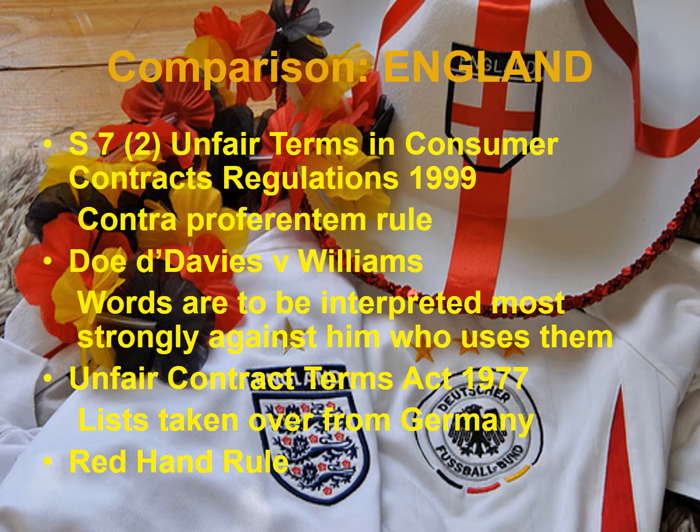In England, the rule can be found in the Unfair Terms in Consumer Contracts Regulations of 1999 in section 7.2, and in Davis, okay, I really don't know how to pronounce this, versus Williams, it was held that words are to be interpreted most strongly against him who uses them. And again, in the Unfair Contract Terms Act of 1977, the lists from Germany have been taken over. And by the way, they can also be found in the European directive, since it was kind of influenced by the German legal system. And next to that, the UK has a red hand rule, which means that the more unreasonable a clause is, the greater the notice which must be given of it.